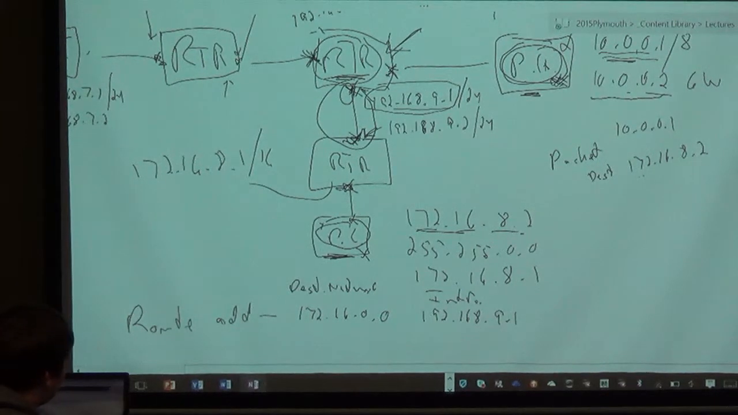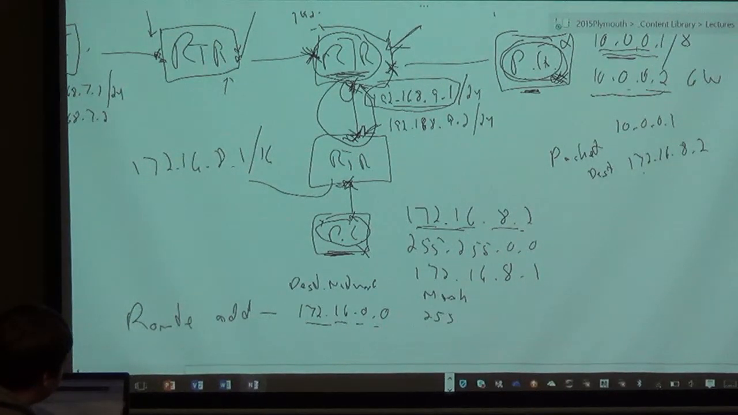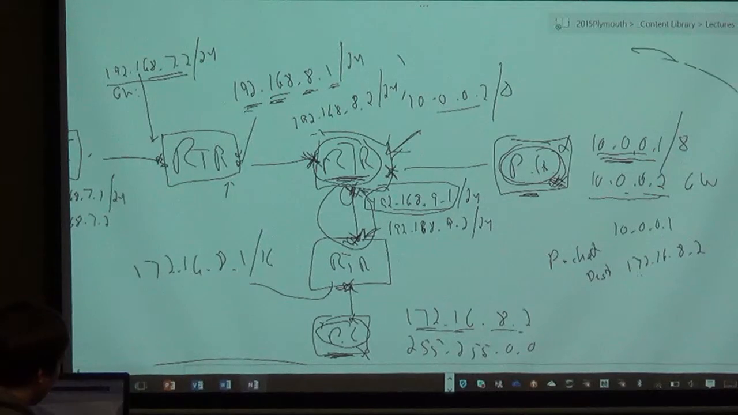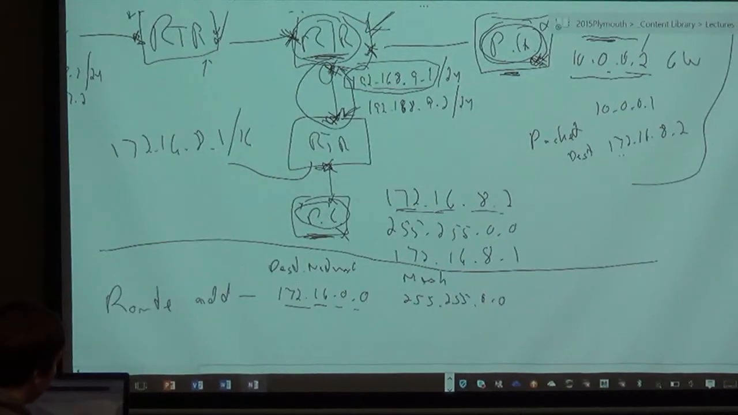Oh, I skipped something, sorry. One thing you have to add in there is the subnet mask. So this would be mask, subnet mask for this guy, 255.255.0.0. Let me segregate all this. So if anybody over here wants to send a packet to the 172 network, 172.16 network with this mask, send it to this interface.